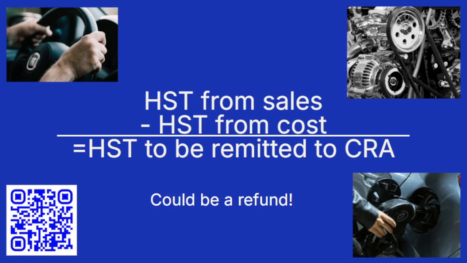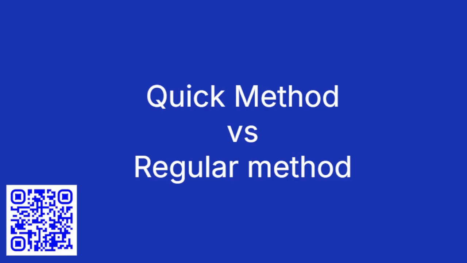There's a possibility that you can get a refund. With some businesses that just started, you don't have that much sales and you have more costs than your sales, and you'd be asking CRA for a refund. There's two methods for you to report your HST. There's the quick method and the regular method. You might want to use one or the other, but sometimes there's situations where one would be more beneficial to you than the other.